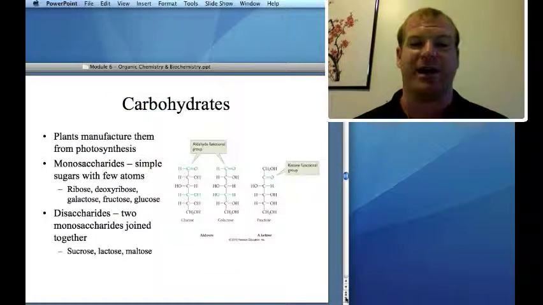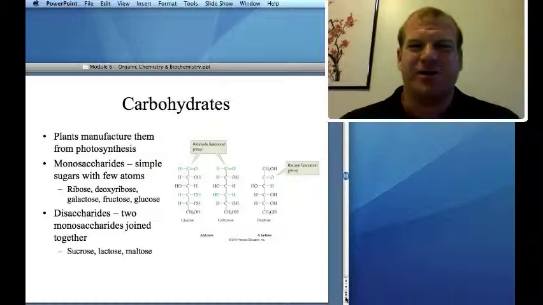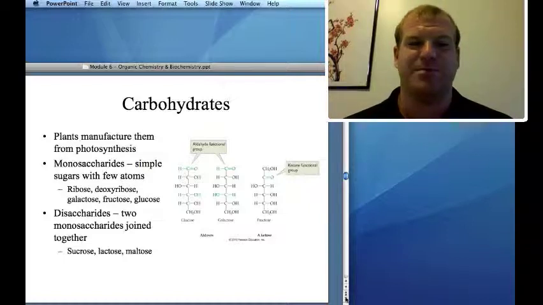So let's talk about carbohydrates. First of all, the term carbohydrate means carbon with a certain number of waters. And if you look at the structure, there are always some carbon to some amount of waters. But that's only partially true. Carbohydrates are not true hydrates, but the formulas look like hydrates. So that's where the term carbohydrate came from. And where do they come from? Plants make them.